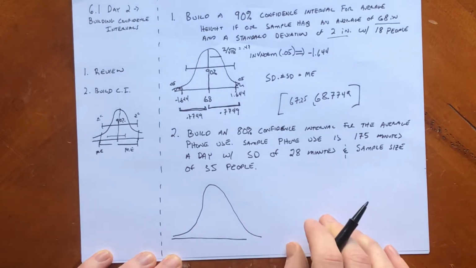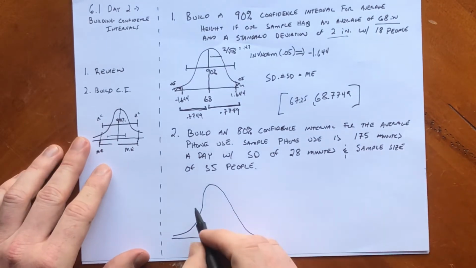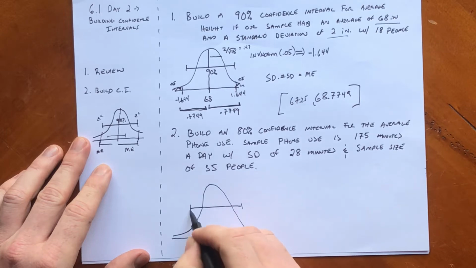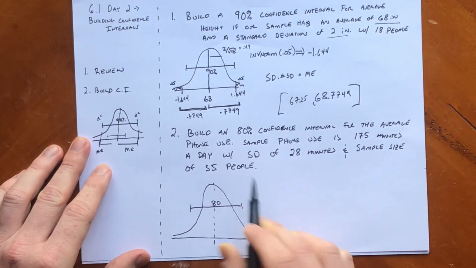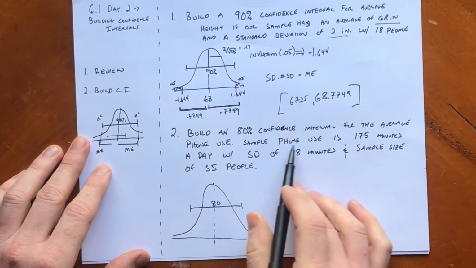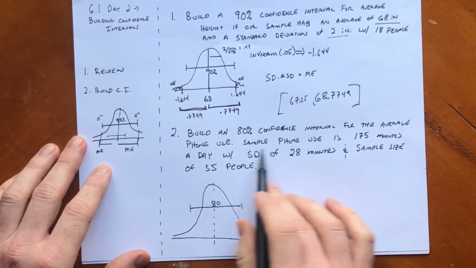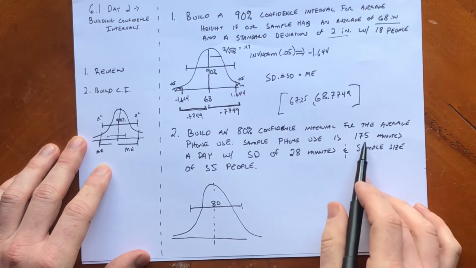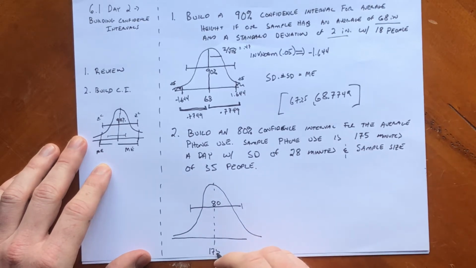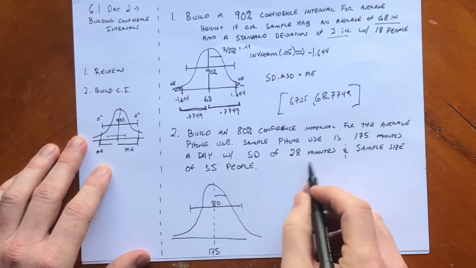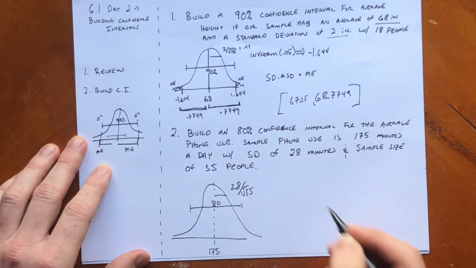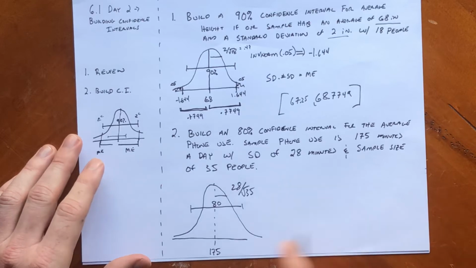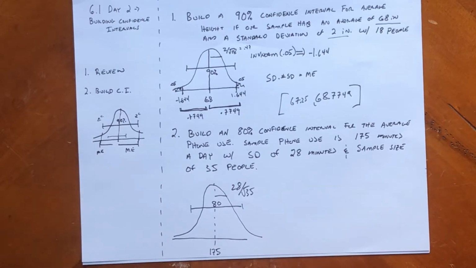Okay, last one here. Build an 80% confidence interval. So this is going to be a confidence interval of 80, right? We're looking at phone usage. So the mean phone use is going to be 175 minutes. And the standard deviation is going to be 28 minutes, but we have 35 people in our sample. We want to build an 80% confidence interval for how much time people are actually spending on their phones.